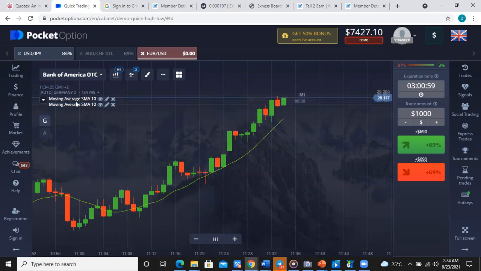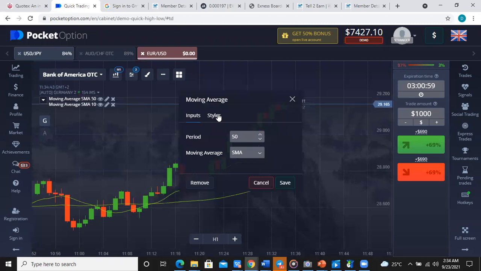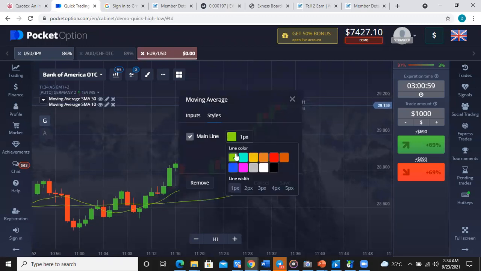So now you can see SMA here. When you come to this pen here, you click on this pen, you can change your settings. I told you that settings like changing the period, like 50. Maybe I can come here and change the color to blue, your preferred color, any color you want. I can increase the size.